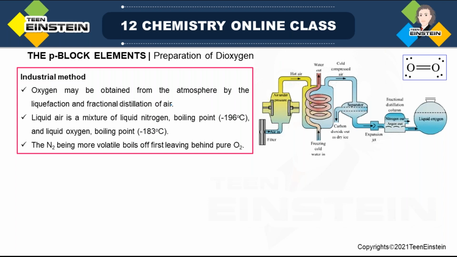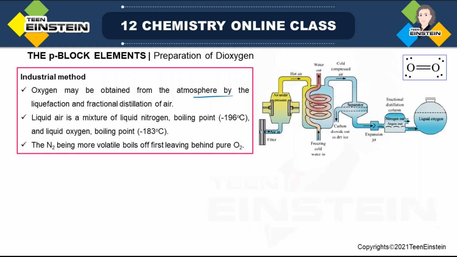Now, when we are talking about preparation, it may be of two types: the industrial method, which is the large scale method, and the laboratory method, which is the small scale method. Now, what about the industrial method? Oxygen we can get from the atmosphere, because in air there is around 20% oxygen. Okay, the rest is nitrogen and some amount of other gases.